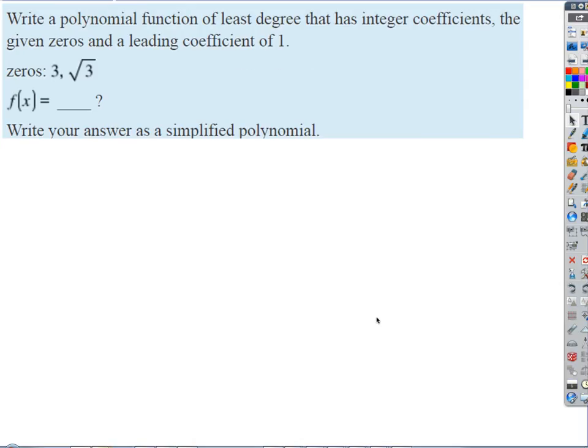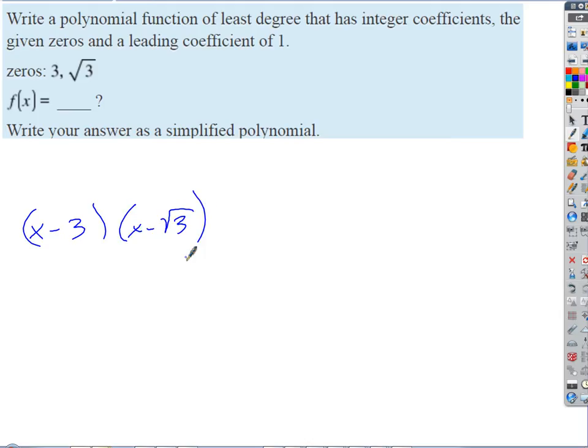Okay, what about this one? This looks a little different, maybe a little scarier. I've got a square root in there. Okay, so what are going to be the zeros? I mean, the factors that go with these zeros. Okay, so I'm going to have an x minus 3. No, it's just going to be x minus the square root of 3, because that zero is the square root of 3.